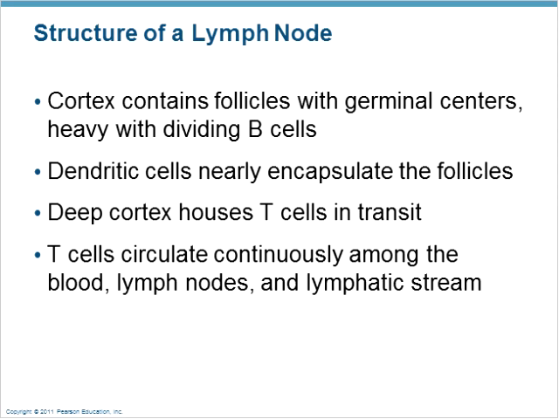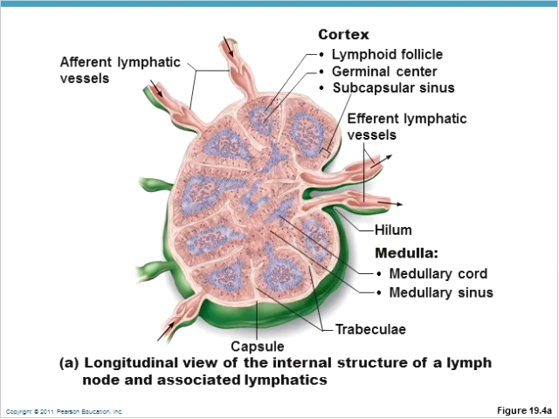The cortex contains follicles with germinal centers that are heavy with dividing B cells. The dendritic cells nearly encapsulate the follicles, and the deep cortex tissue houses the T cells in transit. T cells circulate continuously among the blood, the lymph nodes, and the lymphatic stream.